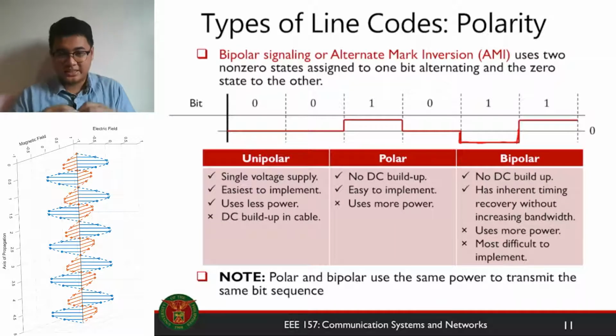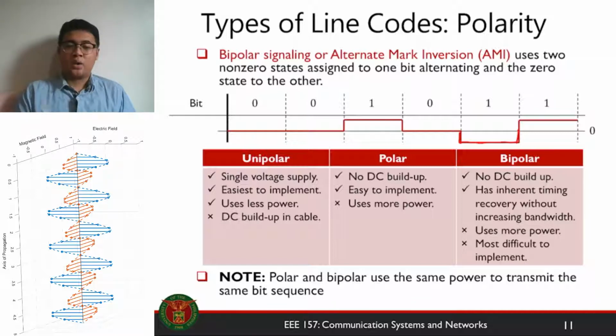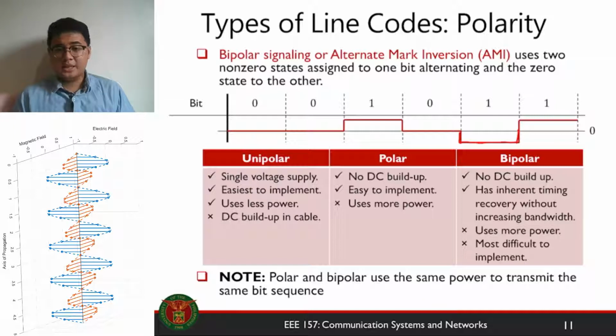This table right here is a summary of the advantages and disadvantages of each. For unipolar signaling, the main advantage is it uses less power, and it's easier to implement. You only have one non-zero state. Just pulse it on or off. It's just on or it's just off. So it's easy to implement, and it uses less power.